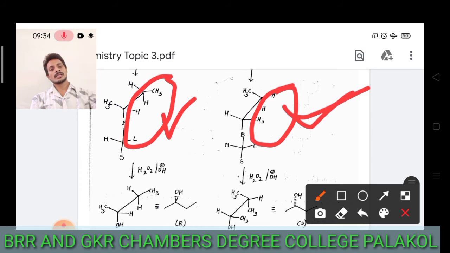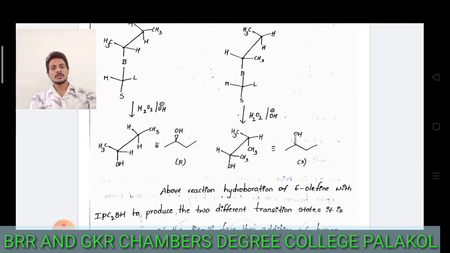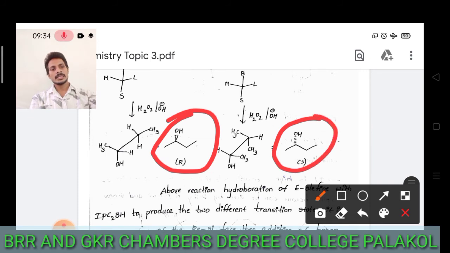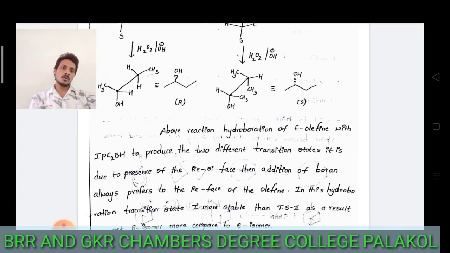Further oxidation with hydrogen peroxide in basic medium gives two different alcohols, the R alcohol and the S alcohol. We observe that the R alcohol is nearly 56% and the S alcohol nearly 43%, because when comparing the whole molecule, the steric crowding is similar. Then it gives a nearly equal ratio of enantiomers as products.